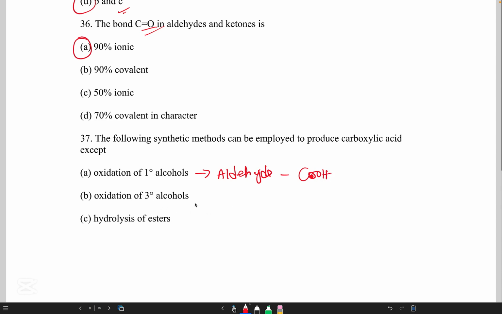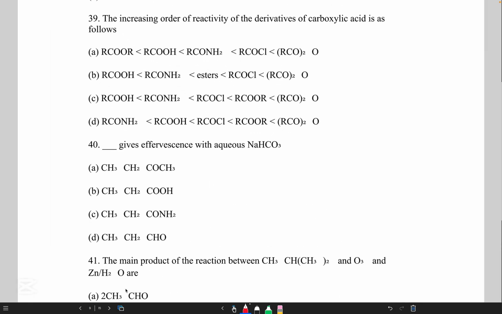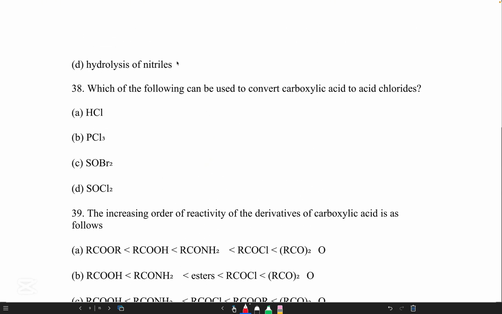Oxidation of tertiary alcohol. Tertiary alcohols are not easily oxidized, so this should be the correct answer, because this one is not a method for preparing carboxylic acid, because tertiary alcohols are very difficult to oxidize. Hydrolysis of ester, yes. When esters are hydrolyzed, they give us the corresponding carboxylic acid. Then we have the next one, which is hydrolysis of nitrile. I have explained this one before, that hydrolysis of nitrile actually gives us a carboxylic acid.